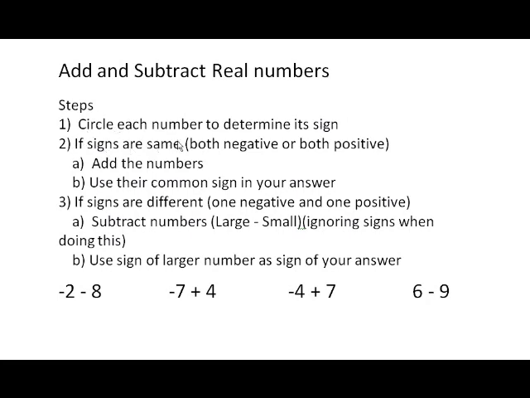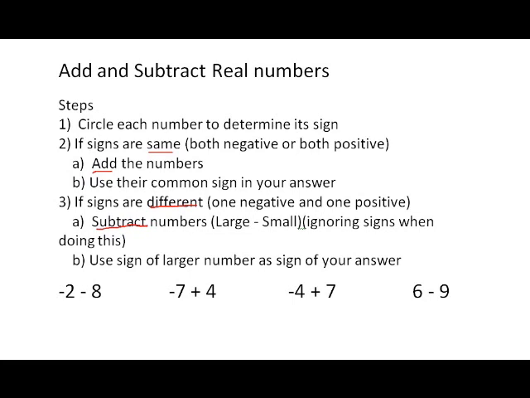Step 2, if the signs are the same, both negative or both positive, you just add the numbers and then use their common sign in your answer. Step 3, if the signs are different, one negative and one positive, you will subtract the numbers. It's always going to be the largest minus the smallest, ignoring the signs when doing this, and then use the sign of the larger number as the sign of your answer. So what's really important, if the signs are the same, you're going to add, and if the signs are different, you're going to subtract.